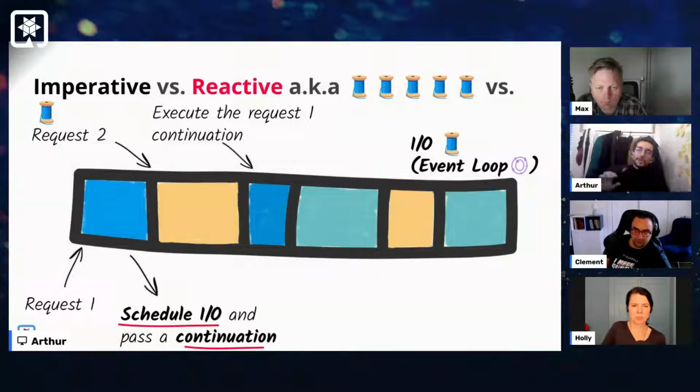This is the event loop model. So basically what's going to happen is that you will have your first request come in, the blue one. You're going to process it, and as soon as you need to perform input-output, you're going to basically schedule a continuation. That is to say, what do I have to do once the operation is complete? And then you're going to just start processing another request.